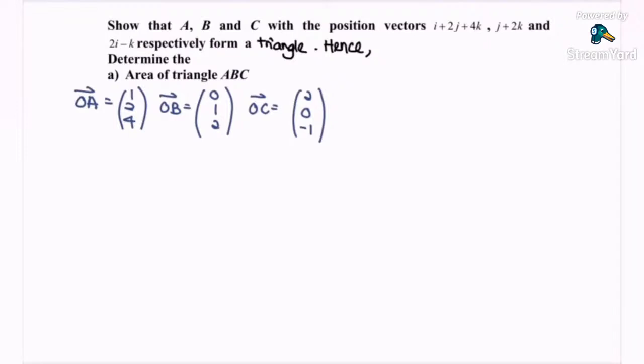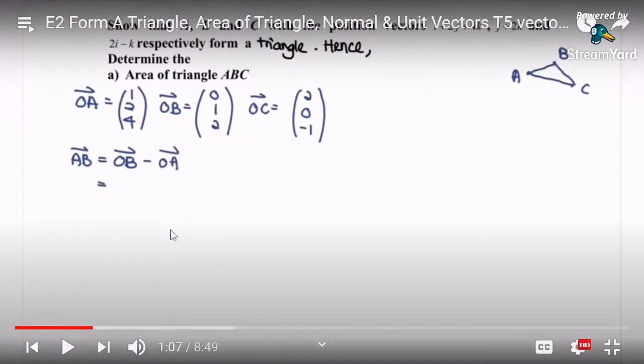So try to imagine the situation. Let's say we have A, B, and C. The question said it forms a triangle. So how to show that it forms a triangle or not? What we have to do is to find the vector AB, where we have OB minus OA. Kindly substitute. Fokus saya adalah penggunaan formula yang keempat iaitu vector. Saya nak cari vektor AB, BC dengan AC dan seterusnya yang berkemungkinan. Saya akan guna formula keempat iaitu direction atau vector AB.